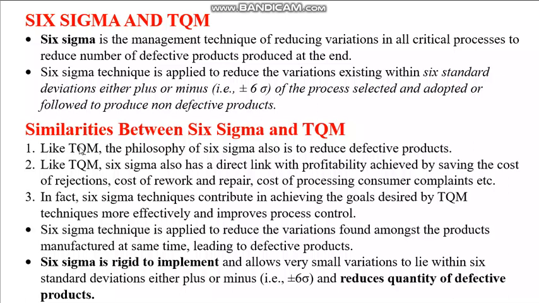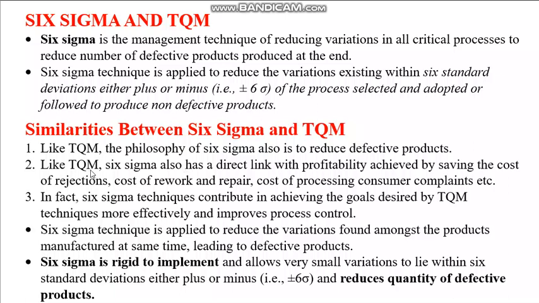Now there are many similarities between Six Sigma and total quality management. First let us see the similarities, and afterwards we can see the differences between Six Sigma and TQM. Like TQM, Six Sigma also has the philosophy of reducing the defective parts. Both TQM and Six Sigma are used for reducing the defective parts.